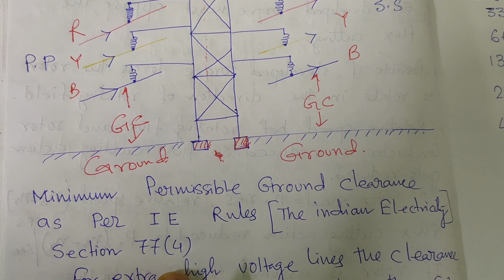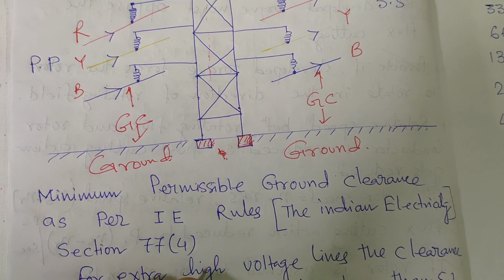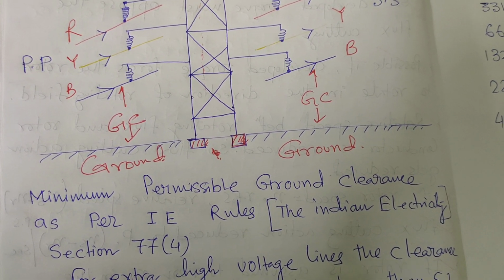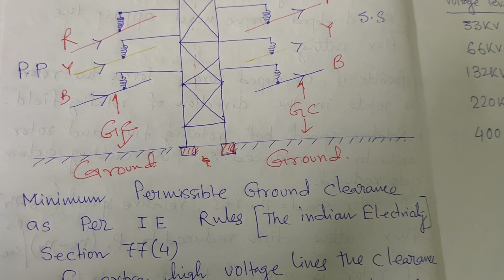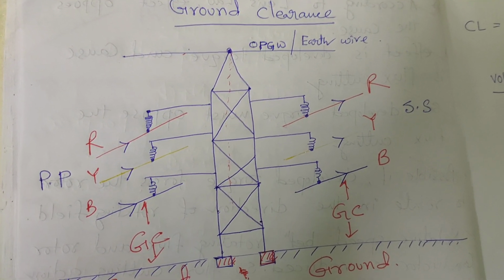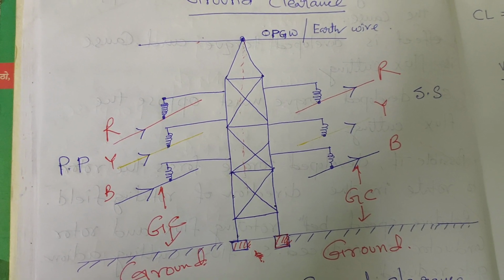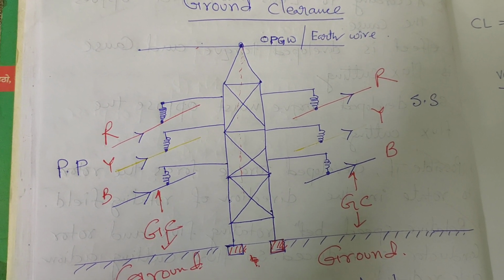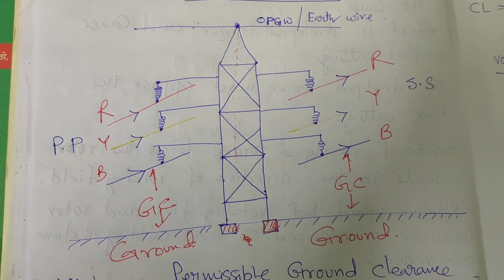So, minimum permissible ground clearance as per the IE rules. What is IE? You know that IE is the Indian Electricity Rules. In the Indian Electricity Rules, Rule 77(4) and its sub-sections, you will get the idea about how the ground clearance should be maintained for the transmission line and the distribution line also. Today I discussed from 33 kV, that is the distribution line, up to 400 kV, that is under the transmission line. So we discussed today about the 33 kV, 66 kV, 132 kV, 220 kV and 400 kV lines.